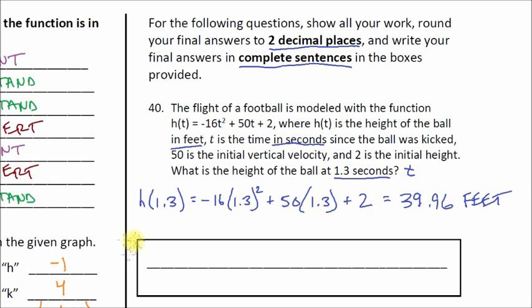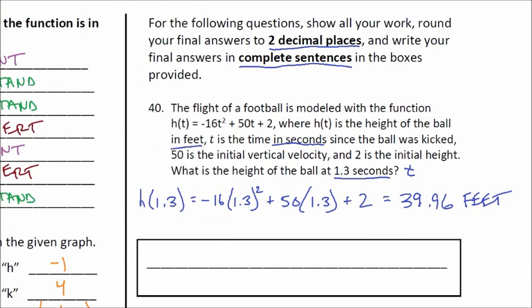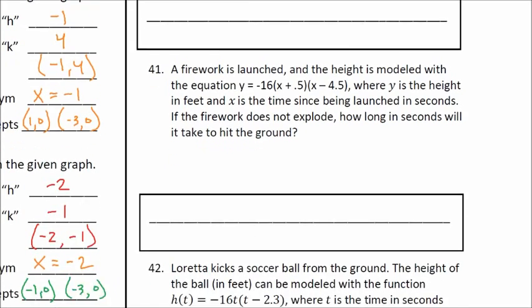So in your sentence answer, you could just repeat the question. The height of the ball at 1.3 seconds is 39.96 feet. Remember, 2 decimal places. Or you could say the height of the ball at 1.3 seconds is about 39.96. Actually, no, let's see. That was exactly 39.96. You can say is 39.96 feet. There's your sentence answer. Let's go to the next one.